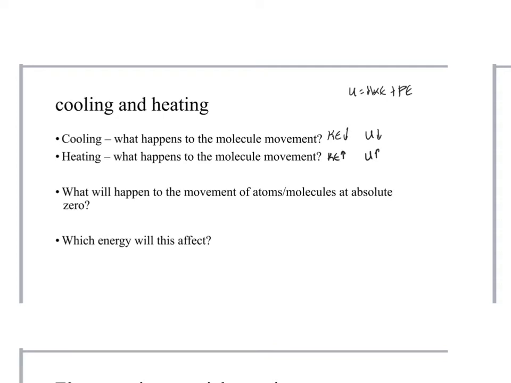Now, what will happen at absolute zero? This is something very, very important. Absolute zero is the lowest temperature possible. That's when particles, or molecules, whatever you want to pick, will stop moving completely. Remember, absolute zero stands for 0 Kelvin. That's the lowest possible temperature ever.